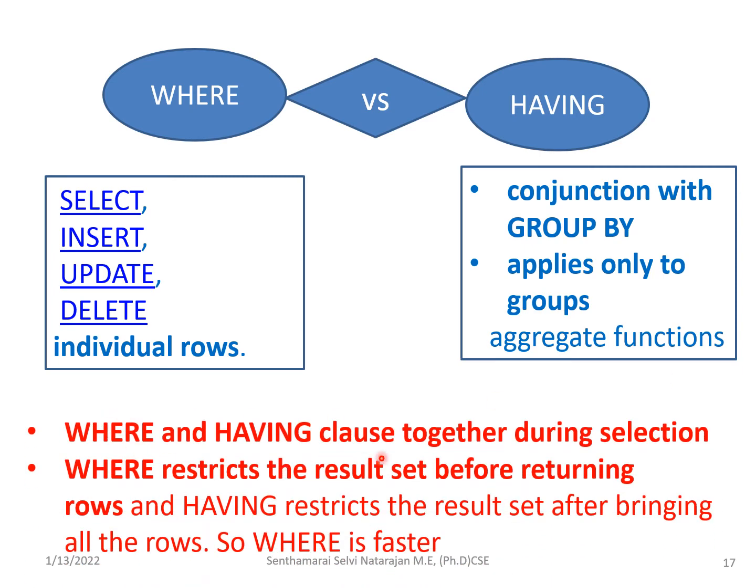So WHERE and HAVING clauses are used together under the selection case, and WHERE restricts the result set before returning the rows, and HAVING restricts the result set after bringing all the rows. So we can say that WHERE is the faster one, because before the selection the WHERE condition will be worked, so it will be filtering the records and then giving them. But HAVING is the case where it gets all the records and only then filters. So we can say that WHERE works faster when compared to the HAVING clause.